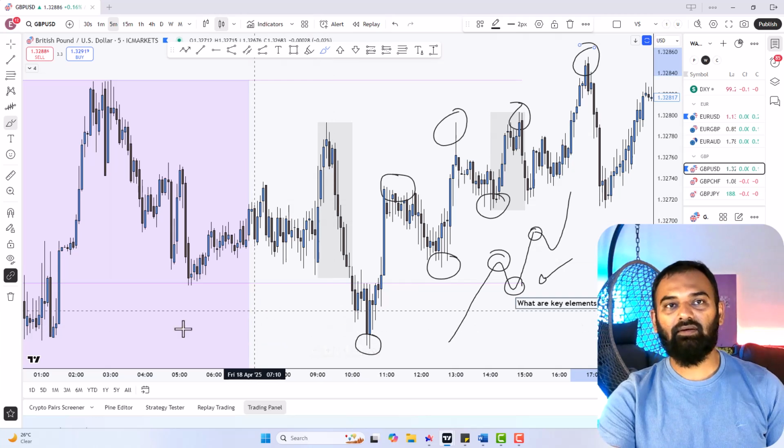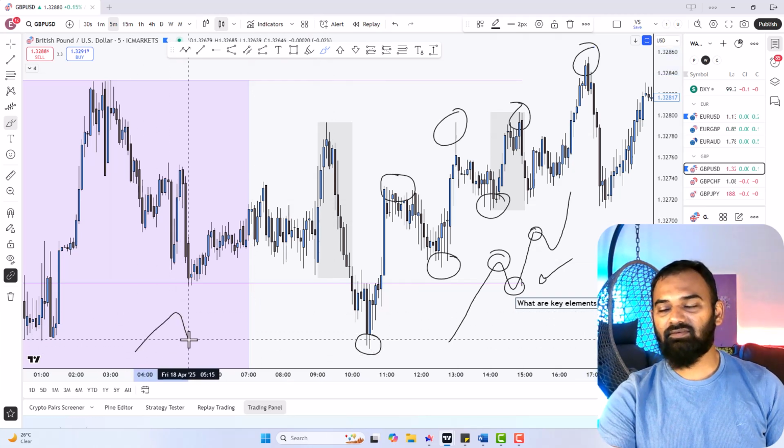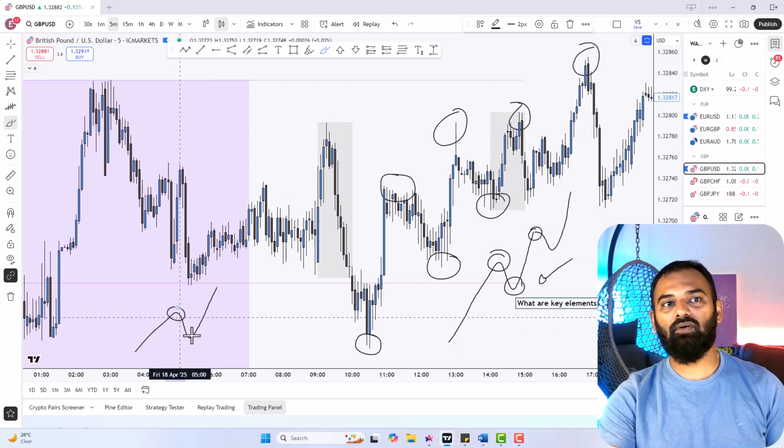So it is very clear, whenever price is moving in any direction, it is changing its direction for some time. When doing so, it is creating a high or low.